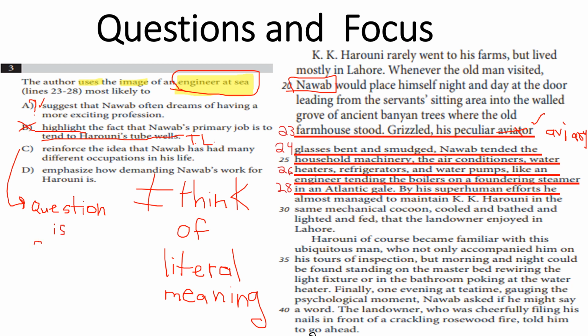So emphasize how demanding Nawab's work for Haroni is the closest one, because it comes here, it says Kekel Haroni is in the same mechanical cocoon, cooled and bathed and lighted and fed. That he, and you have to think now about what this means figuratively, cooled and bathed, lighted and fed. Emphasize how demanding Nawab's work for Haroni is. And this is actually the answer for the SAT. And you want to look at what the specific answers. He did all of this stuff.